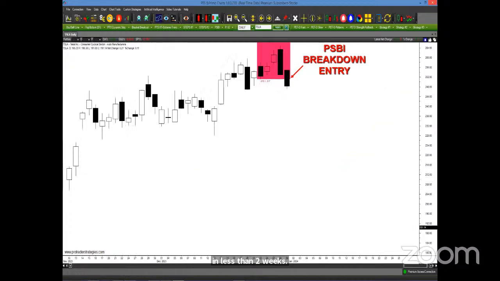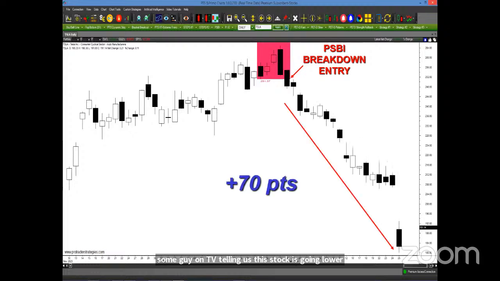And Tesla, we also have seen that Tesla's been going down. Well, what if you would have gotten out right in the first trading day of January? Because that's when the PSBI generated a breakdown, all right? We didn't have to wait for confirmation or some guy on TV telling us this stock is going lower. We knew the very first trading day of January to exit the stock. And as we've seen, the stock fell 70 points coming into this week.